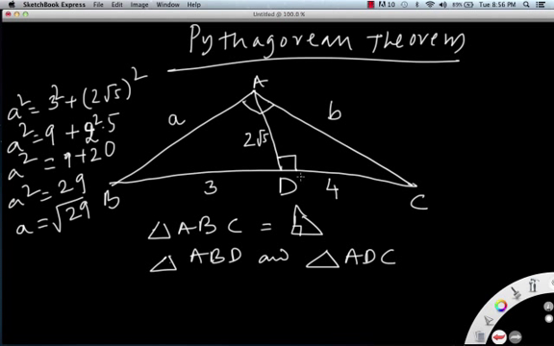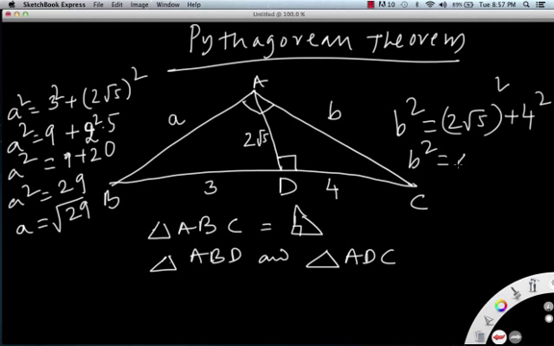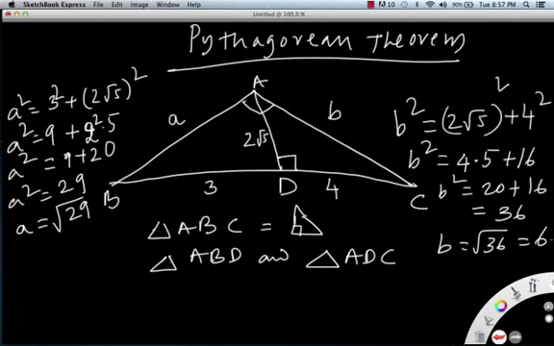Similarly, applying the Pythagorean theorem to the triangle on the right side, here the hypotenuse is AC, which is B, and the sides are AD and DC, which are 2 root 5 and 4 respectively. So B square equals 2 root 5 whole square plus 4 square. That is, 2 square is 4 and root 5 whole square is 5, plus 4 square is 16. So B square is 20 plus 16, which is equal to 36. So B equals root 36, which is 6. So in this triangle ABC, AB, which is A, turned out to be root 29, and AC, which is B, turned out to be 6 units.